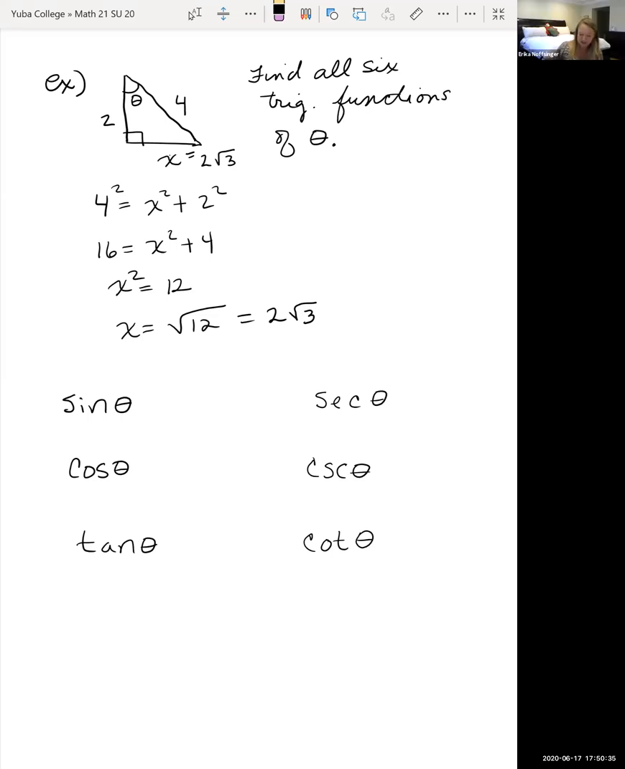Okay, so sine theta. Someone want to tell me what you got for sine theta? 2 square root of 3 over 4. Right. So sine is opposite, and so that's how you got the 2 root 3. And then over 4, because that's the hypotenuse.